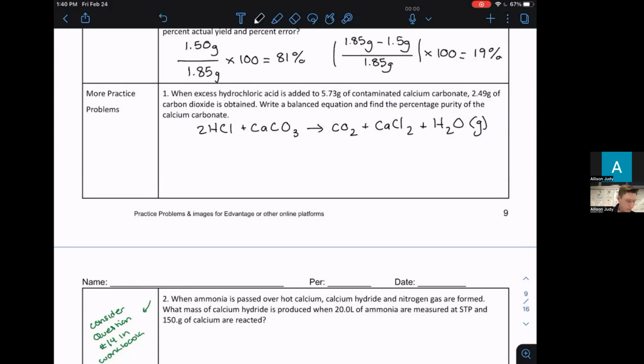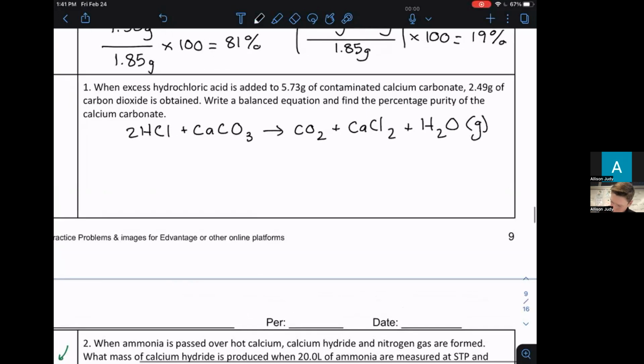The problem asks: when excess hydrochloric acid is added to 5.73 grams of contaminated calcium carbonate, 2.49 grams of carbon dioxide is obtained. Write a balanced equation and find the percentage purity of the calcium carbonate. They're asking us to find the percent purity of one of the reactants, and it's giving us the amount of product that is created. So we're actually going to have to work backwards. We're going to start with our CO2, of which we have 2.49 grams.